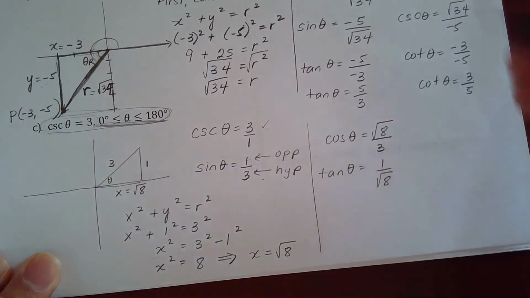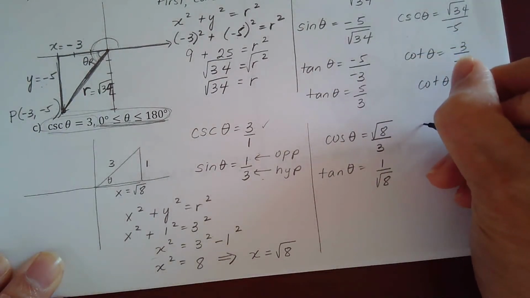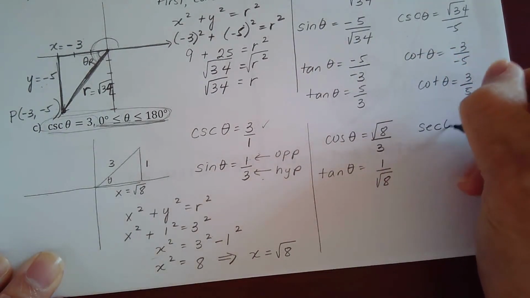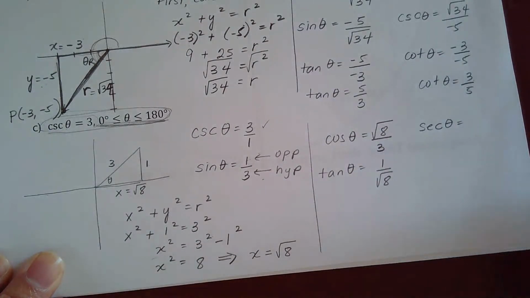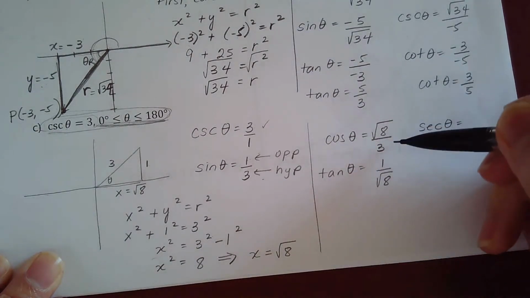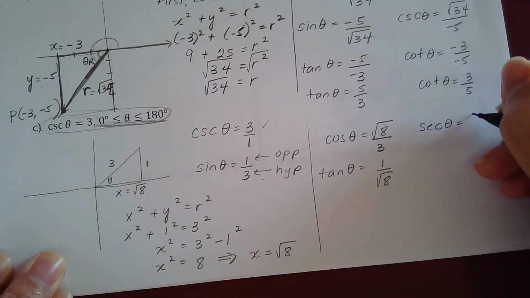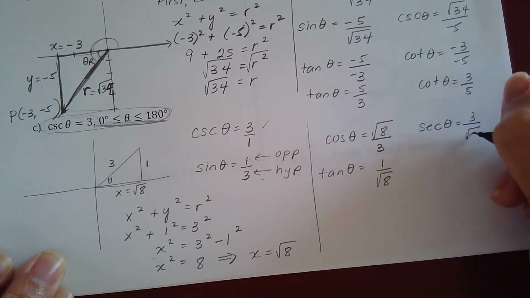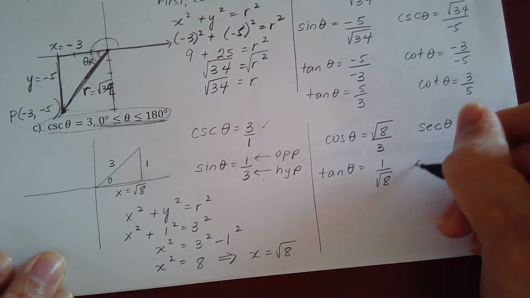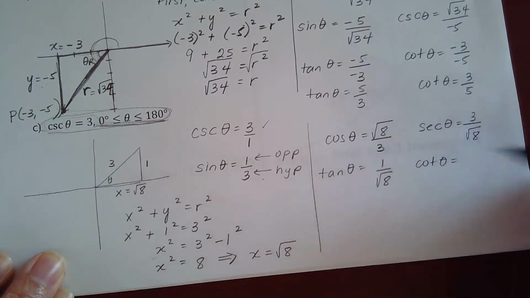We're going to need the secant theta. Secant theta is the reciprocal of cosine, so it's going to be 3 over root of 8. And then the cotangent of theta is the reciprocal of tangent, which is root of 8 over 1.